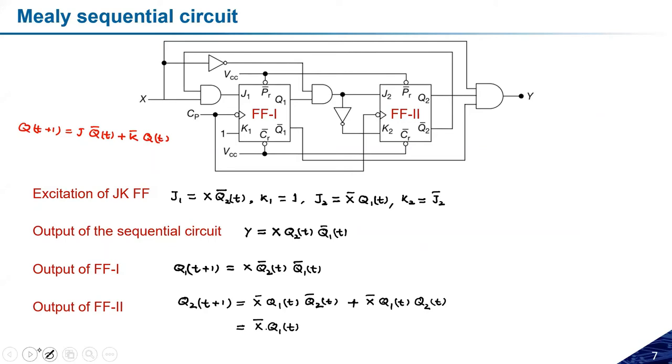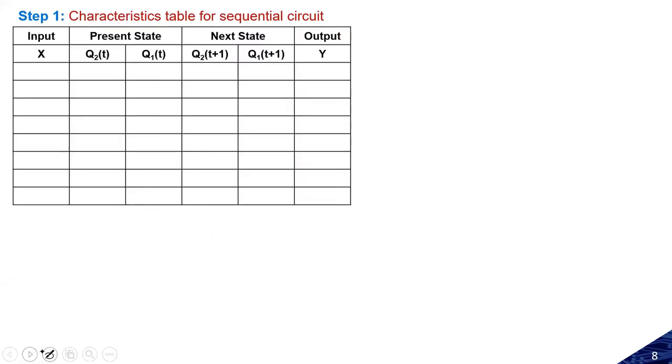Let us try to write the characteristics table for the sequential circuit which is given here. Here I have three important variables: X, Q2T and Q1T. So let me make the table: 000, 001, 010, 011, 100, 101, 110, and 111. Now, what do I have to calculate? I have to calculate Q2T plus 1, Q1T plus 1, and Y. These three parameters I have to calculate.